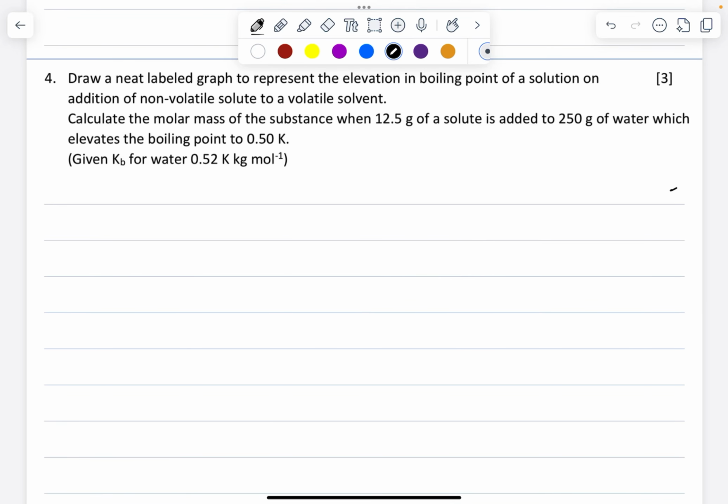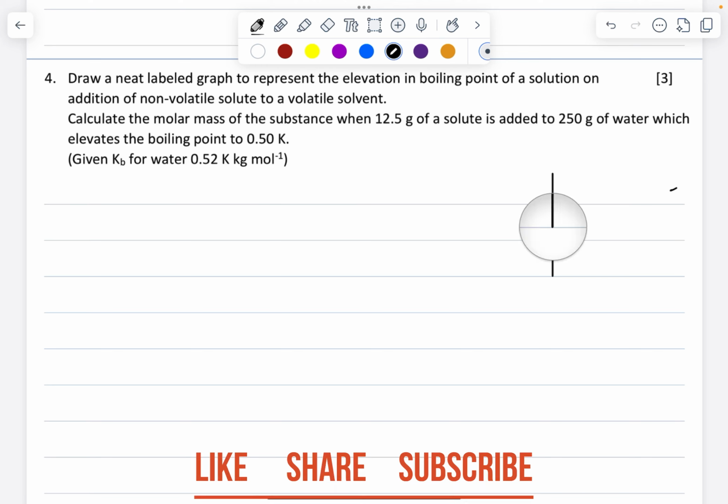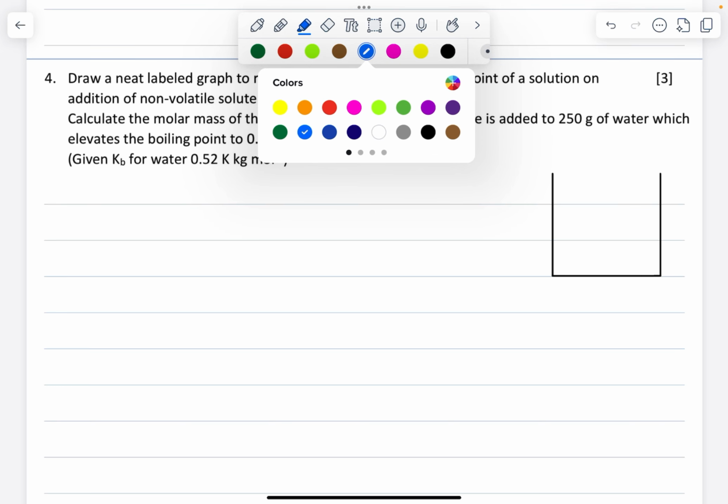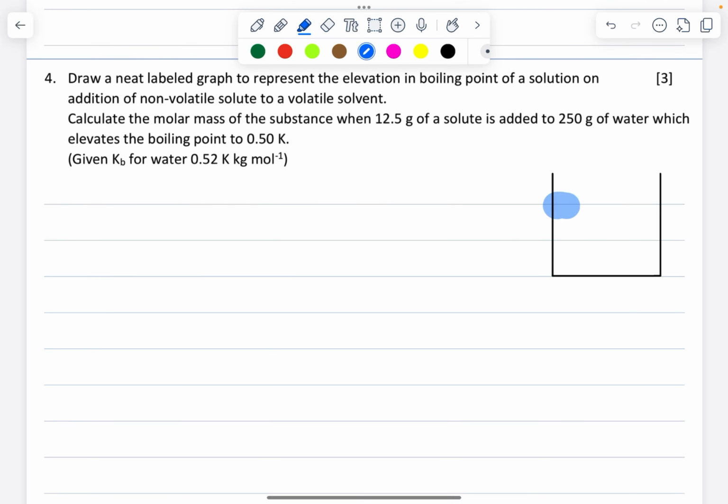Next question. The question is, draw a neat labelled diagram or neat labelled graph to represent elevation in boiling point of a solution on addition of a non-volatile solute to a volatile solvent. First we'll understand that there is a solvent. Let's consider water only, because everyone is familiar with water as a solvent. We'll consider the solvent as water. So there is water over here. What is the color of water? Water is transparent, but while representing it diagrammatically, we show the color of water to be blue. That is the standard convention. Like this is water.